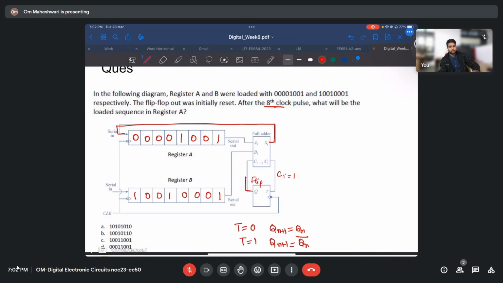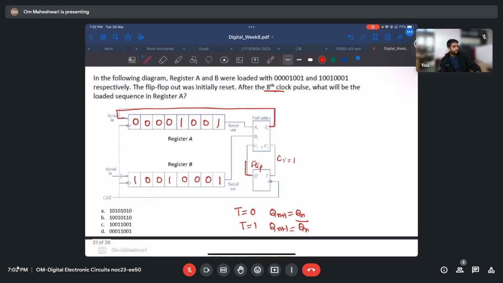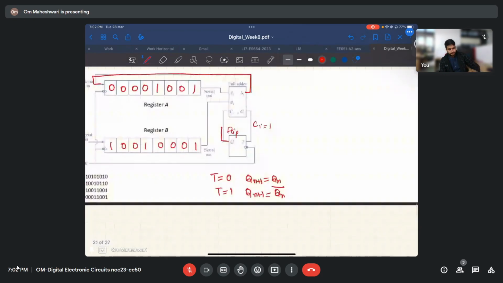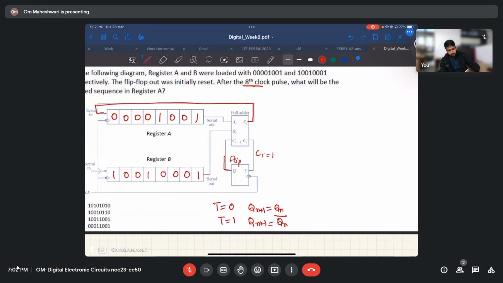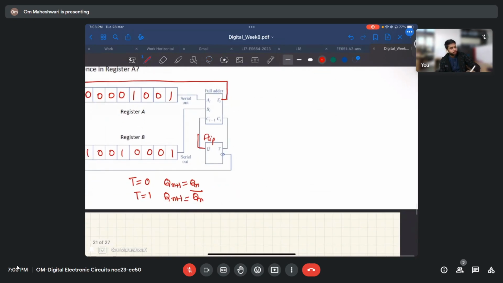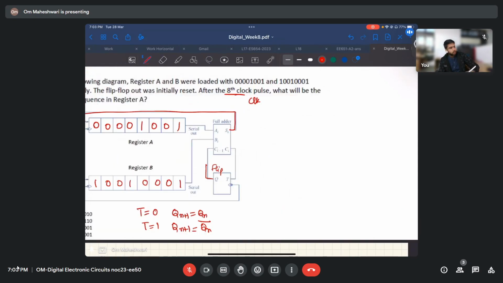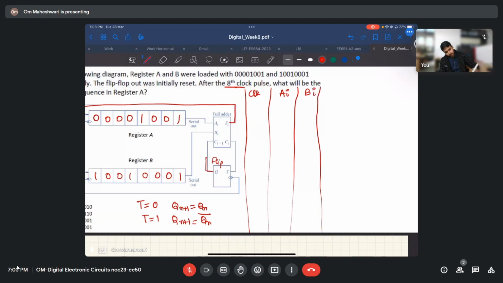Okay, so let us try to solve it. Let us try to draw it here itself, so it is easier for us. Block: AI, BI, CI minus 1, SI, CI.